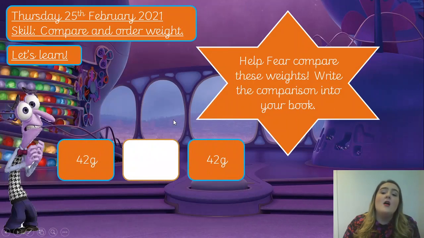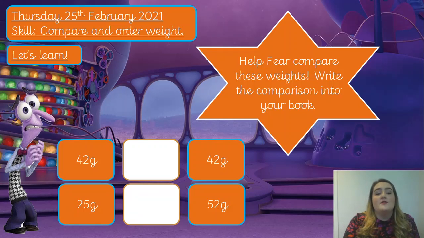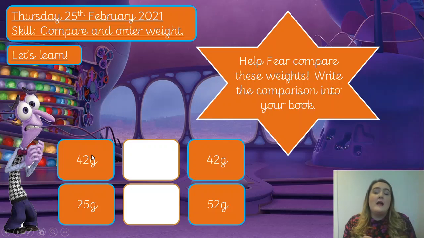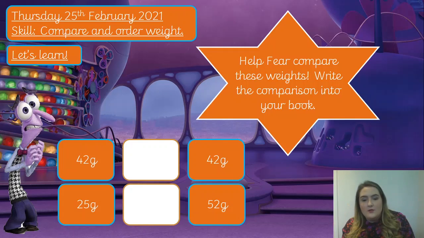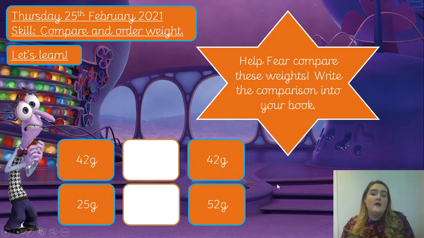So I would now like you to help Veer compare these weights, and I want you to write the comparison in your book. So for the first one, you're going to write 42 grams, and leave a little bit of a space so you can fit your symbol in. Then you're going to write 42 grams again, because that's our question, and then in the middle of those two numbers you're going to write the correct symbol. So have a think, is it going to be greater than, less than or equal to for 42 grams, and then comparing 25 grams with 52 grams. So I'd like you to pause the video and do that now, please.